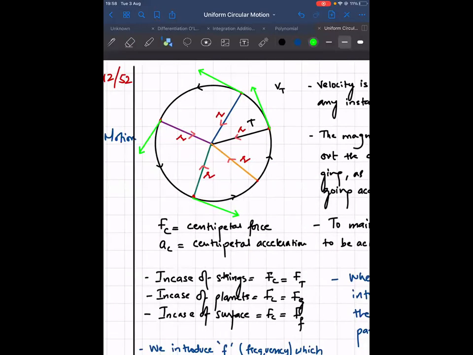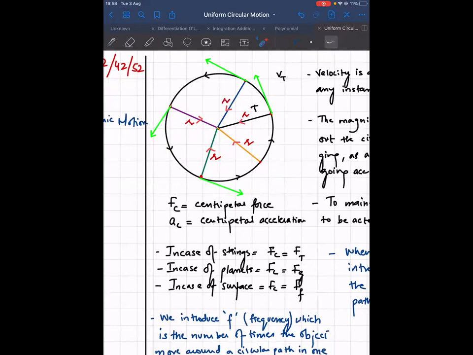So whatever the position of the object is, you will always have the direction of the velocity tangent to that position. So if your object's position is here, if you draw a tangent at this position, that's going to give you the direction of the velocity. If it is here, the tangent at this position gives you the direction of the velocity. Okay, why is this so?